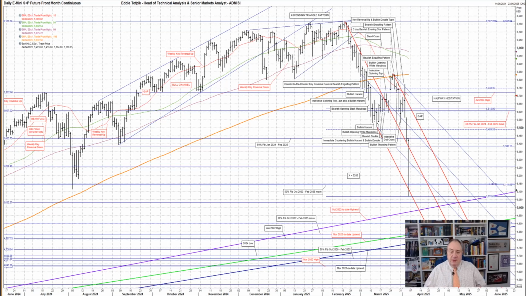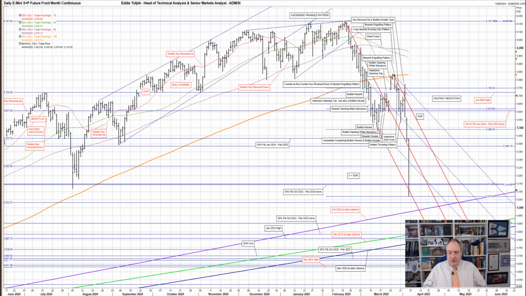Some of these contain 50% Fibonacci lines, and the 3 to watch out for are the October 2022 to February 2025 50% Fibonacci line at 4834, the October 23 to February 25 move, the 50% line at 4682, and the one that does not show up on my daily chart and is probably the most important for all those anywhere nearby. It is the key 50% Fibonacci line of the March 20 to February 25 move at 4170. This last one is a just in case scenario one.